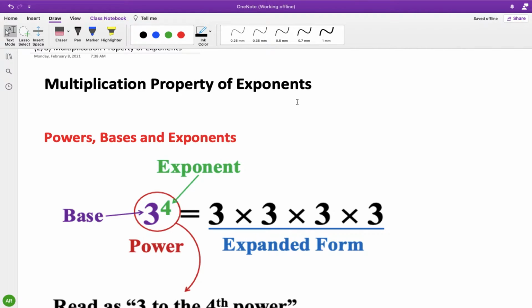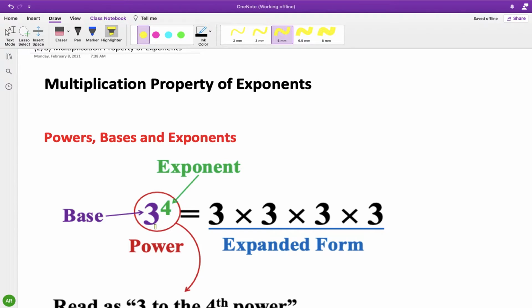Okay, multiplication property of exponents. First thing, we need to talk about what a power is. A lot of times people will interchange the word power and exponent. They're not the same thing. A power is the combination of both the base number, that's whatever number is repeated, and the exponent, which tells you how many times you're going to repeat that number. The power is the whole thing. A lot of people get exponent and power mixed up. Just keep that in mind.